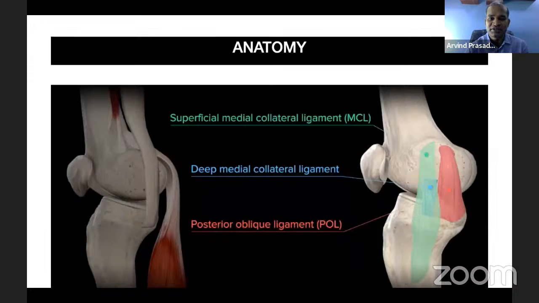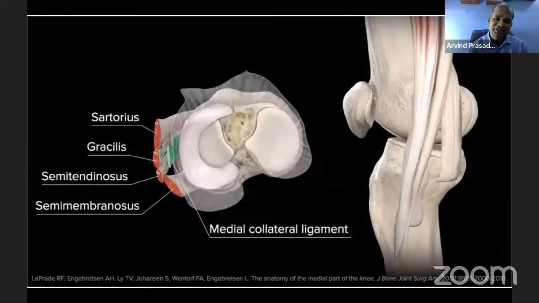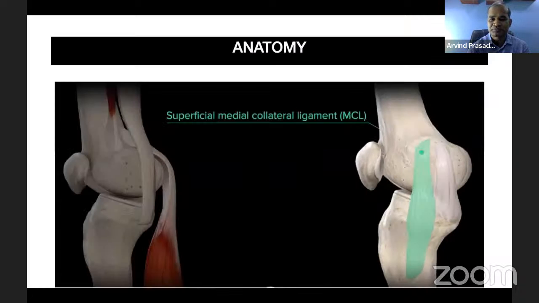Then there is the static stabilizer of the knee. That is the main thing. That is the medial collateral ligament. The medial collateral ligament has three components. One is the superficial MCL, then there is the deep MCL, and then the posterior oblique ligament, also called the POL. We'll see them one by one. The medial collateral ligament passes deep to all the pes, that is sartorius, gracilis, semitendinosus, as well as semimembranosus, over the proximal part of the tibia.